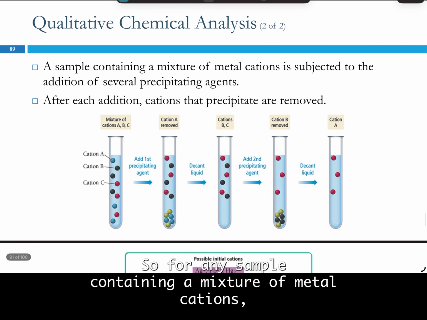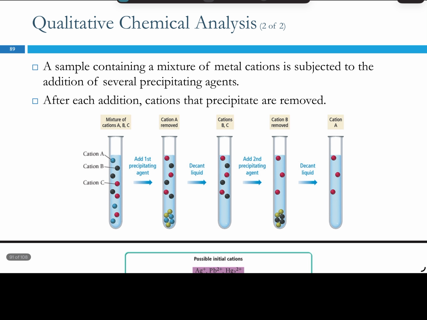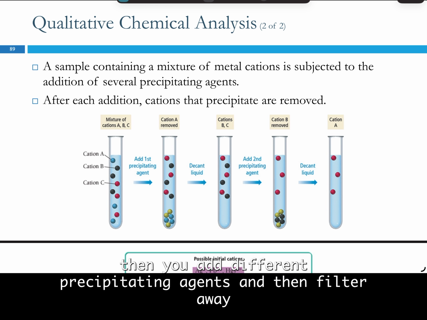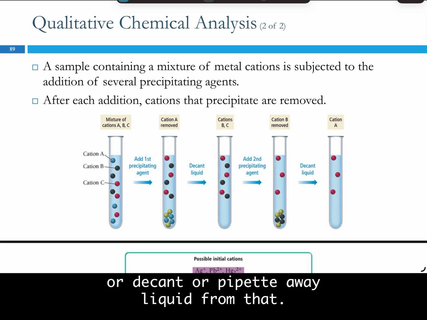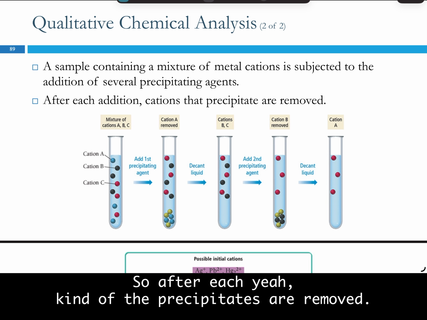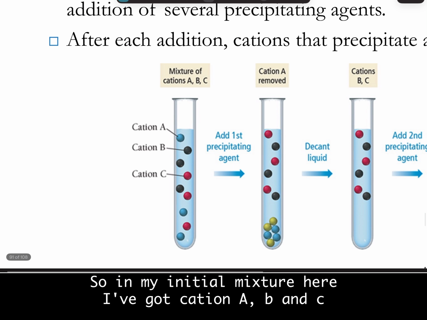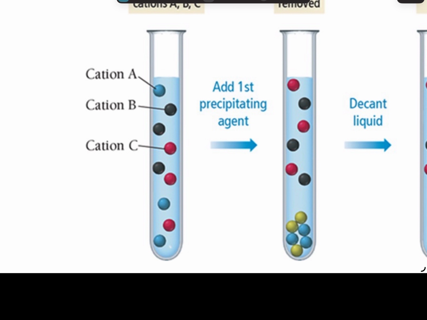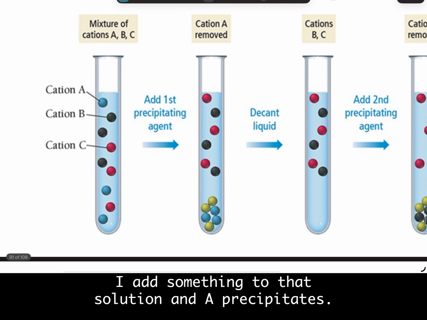So for any sample containing a mixture of metal cations, you add different precipitating agents and then filter away or decant or pipette away the liquid from that. After each addition, the precipitates are removed. So in my initial mixture here, I've got cation A, B, and C. I add something to that solution and A precipitates. And then we can decant the liquid from that.